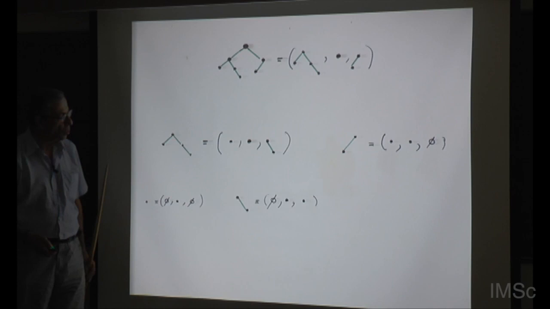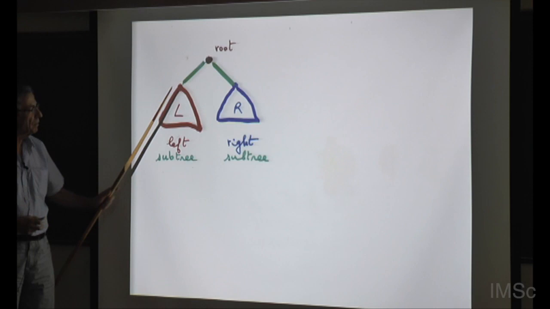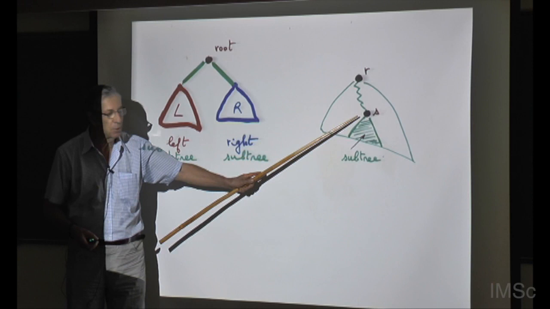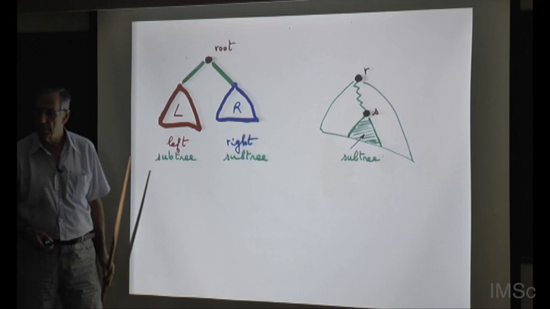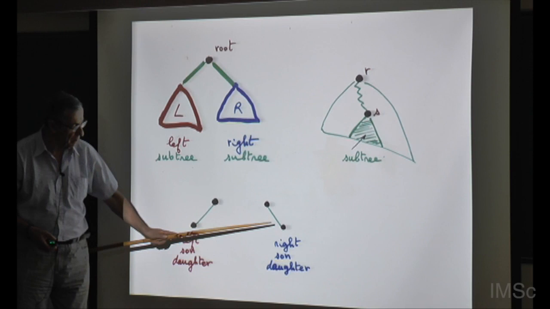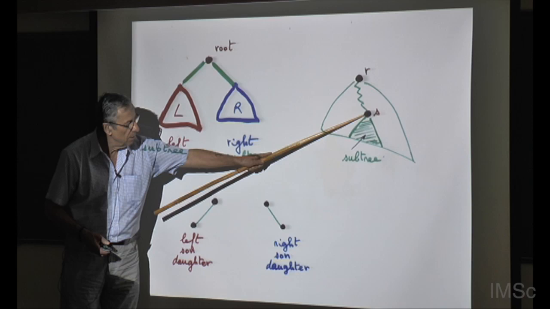So, some terminology: I have the root, I have the left subtree and the right subtree, L and R. And a subtree of a subtree is a subtree, so recursively you define a subtree for any vertex in the binary tree; it's all the vertices which are below. And the root of the left subtree will be called a left son or a left daughter, the root of the right subtree will be called a right son. Recursively in the binary tree, each vertex maybe has a left son, maybe has a right son, maybe doesn't have any son.